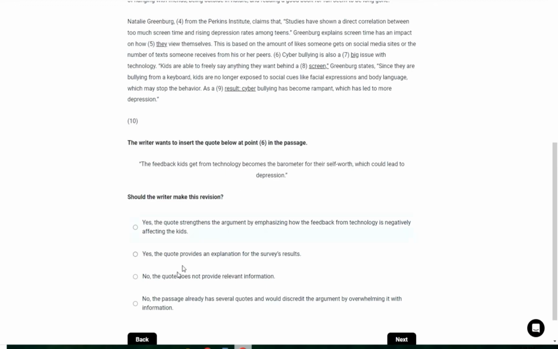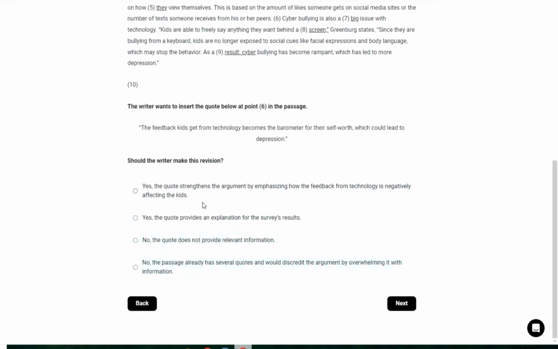And so when I initially read this, we're going to say these no's are going to be incorrect because this quote does not provide relevant information. That's not true. It's very relevant to this specific passage. And no, the passage already has several quotes and would discredit the argument by overwhelming with information. That's not true. Using quotes is a very great way to have specific information and give you credibility, kind of like we looked at in the last question. And so those two would not be correct. So we looked at the next two. We know that it has to be yes, but what we're looking at here is which one describes it better.